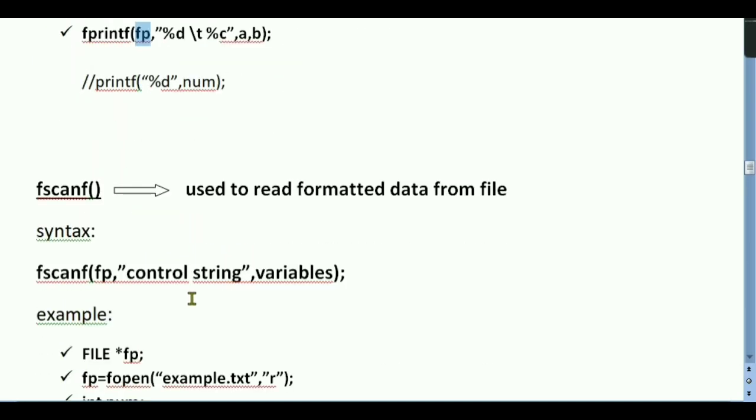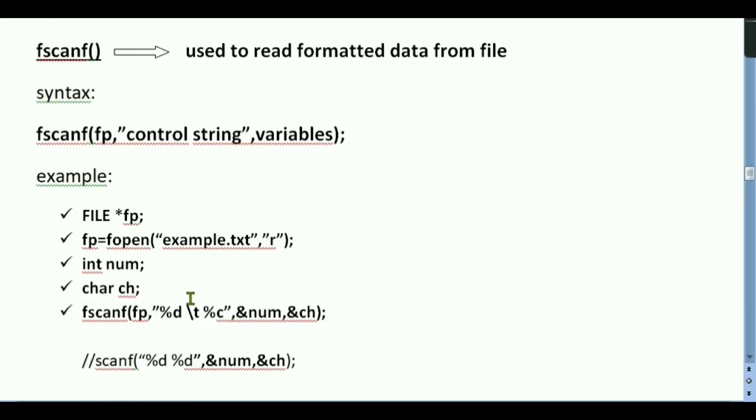Let's go on. Second is fscanf function. So this is also same as fprintf function. Only difference is you have to write here ampersand. That's the difference. Okay, let's see one by one. Fscanf is used to read formatted data from data file. The syntax you can see here: fscanf, fp, control string, variables, same as the fprintf function. So now, let's understand this by example.